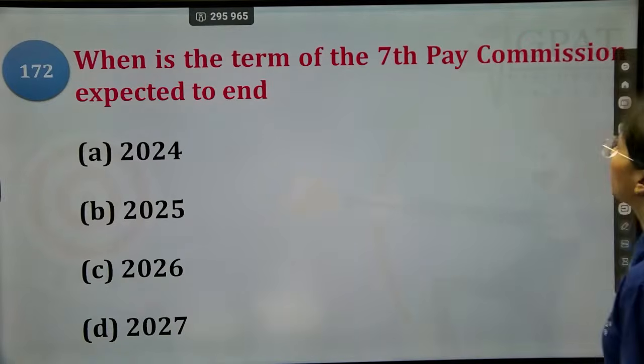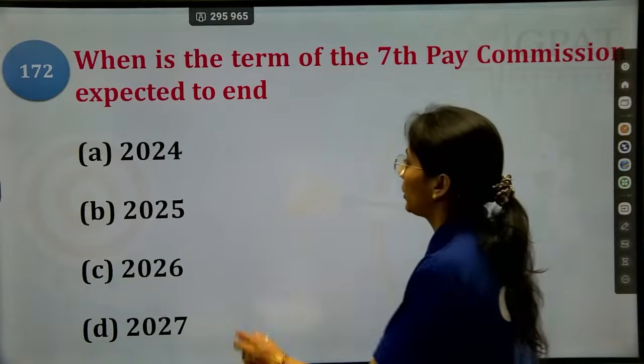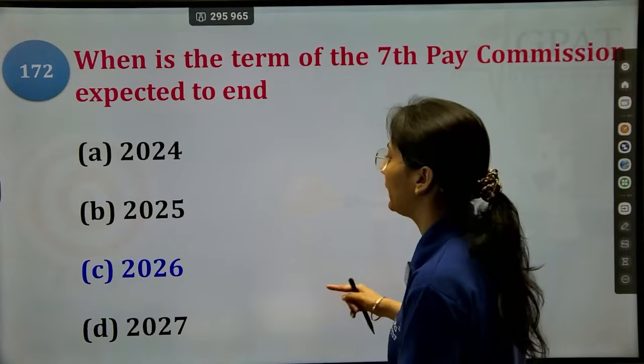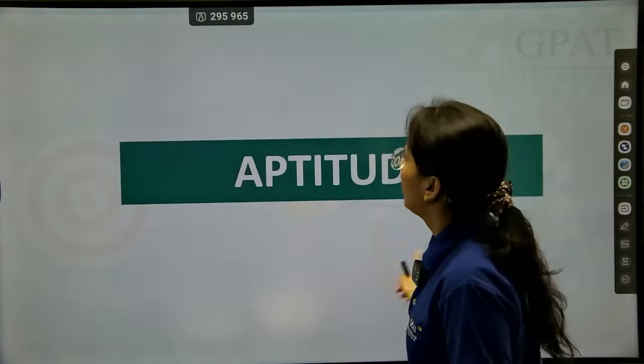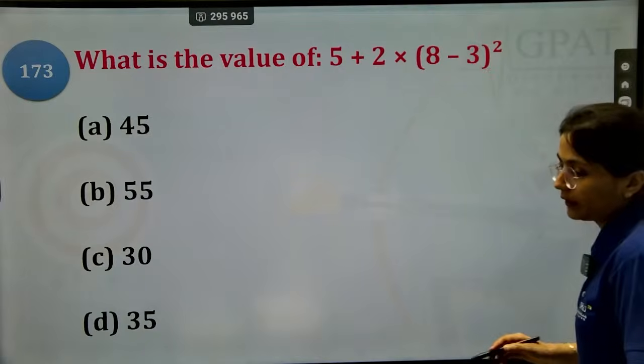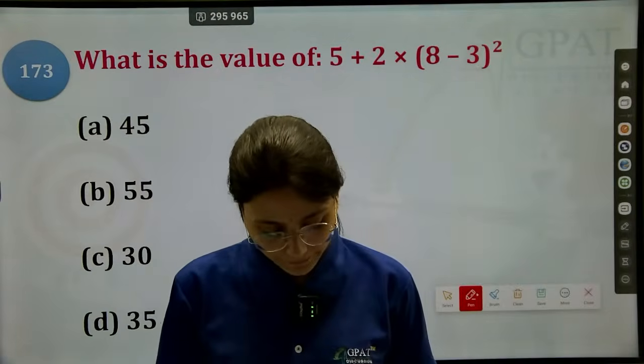When is the term of the 7th Pay Commission expected to end? Expected to end in 2026. Next is aptitude. Now we solve some questions from aptitude.